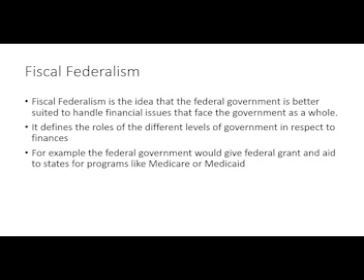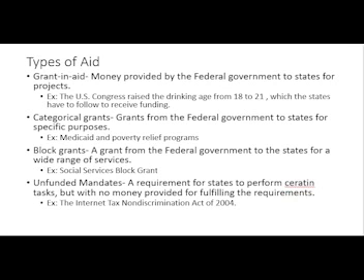Fiscal federalism is the idea that the federal government is better suited to handle financial issues that the government faces as a whole. It defines the roles of the different levels of government in respect to finances. Grant and aid is money provided by the federal government to states for projects. An example would be when the U.S. Congress raised the drinking age from 18 to 21, which the states have to follow to receive funding.